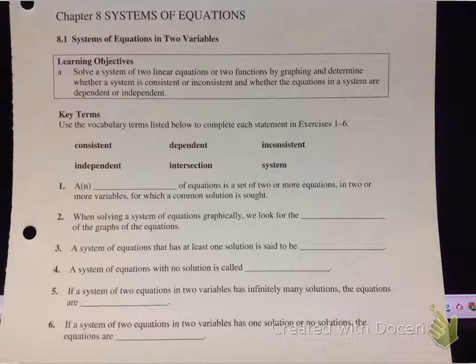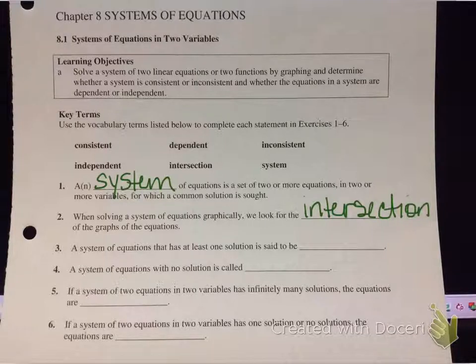A system of equations is a set of two or more equations in two or more variables for which a common solution is sought. The next one, when solving a system of equations graphically, we look for the intersection of the graphs of the equations.